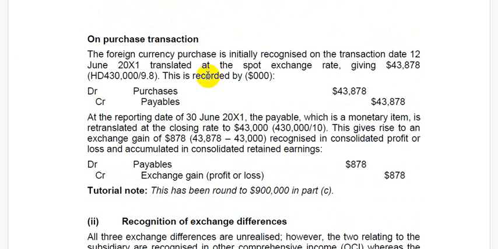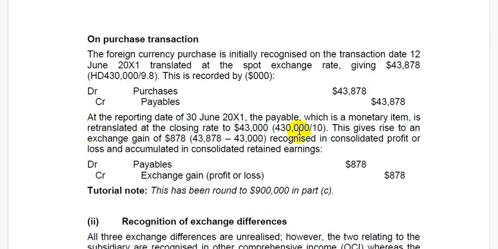So the foreign currency purchase is initially recognized on the transaction date, 12th June, translated at the spot exchange rate on the date that the transaction took place. So the 430,000 HD translates to 43,878 US dollars. So we do our double entry, debit purchases, credit payables, 43,878.